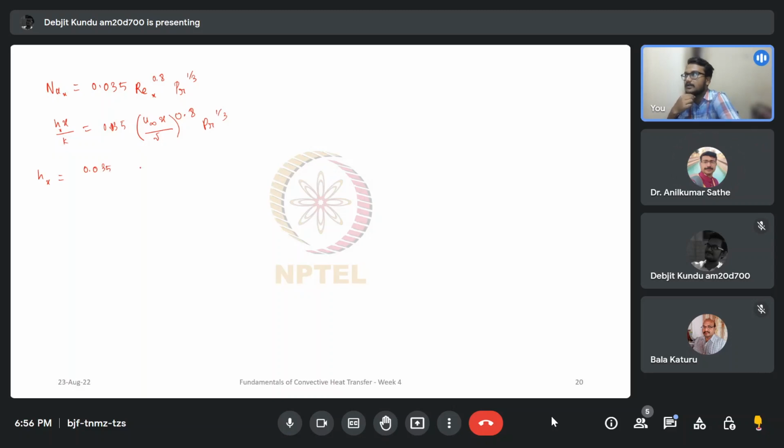So h x becomes 0.035. Prandtl number I am bringing in front, Prandtl number to the power one third. There is a k which will move into the numerator, and there is an x which is coming down in the denominator. But before that, there is a u infinity by nu to the power 0.8, and there is an x to the power 0.8, and this x I'm bringing down to the numerator. So this essentially becomes 0.8 minus 1, so this becomes x to the power minus 0.2. Correct?